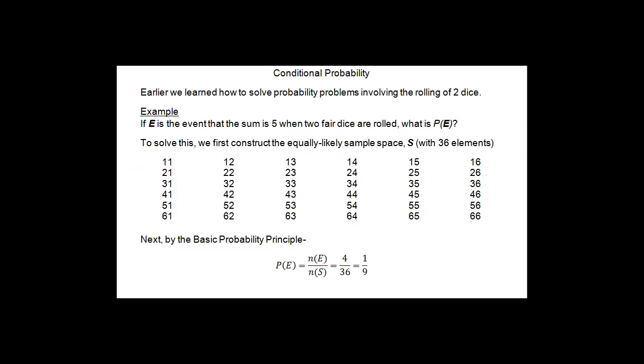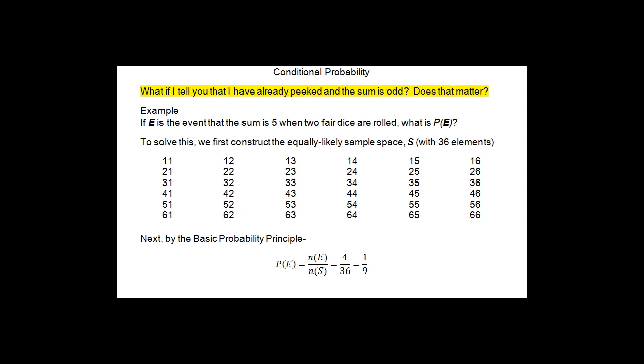This is something that we've been doing for quite some time, and you're probably good at it by now. But I want to make a slight change and add a twist. Now suppose that I give you some extra information before I ask you to calculate that probability. In other words, I'm going to give you some information that you didn't have earlier. What if I tell you that I've already peeked and I know that the sum is odd? Does that have any effect on what you now think the probability is of the sum being 5?